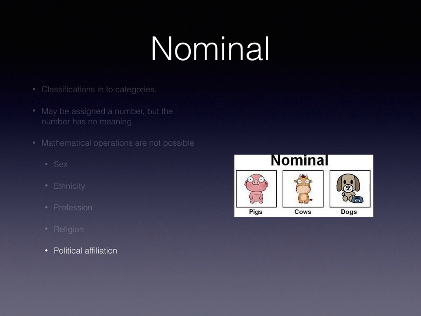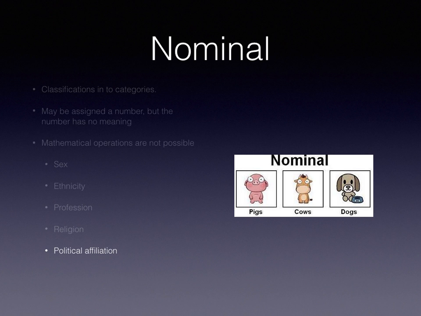Nominal variables are variables that are categories. So you can see I've classified these 3 animals into pigs, cows, and dogs. But very often in social science research, we use sex, ethnicity, profession, religion, or political affiliation as examples of nominal variables. And the thing to remember about nominal variables is that you cannot apply mathematical operations to them.